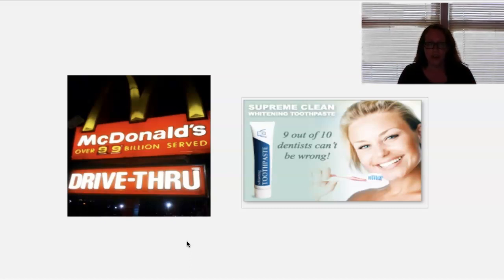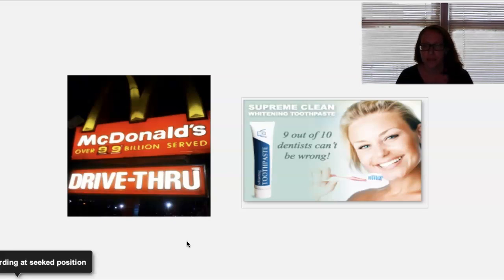But it's an example of appealing to that number. Well, a lot of people eat here. A lot of people have gone through this drive-through because a lot of other people trusted it, so it must be good. And this other example, there's a couple of things kind of wrong with it.